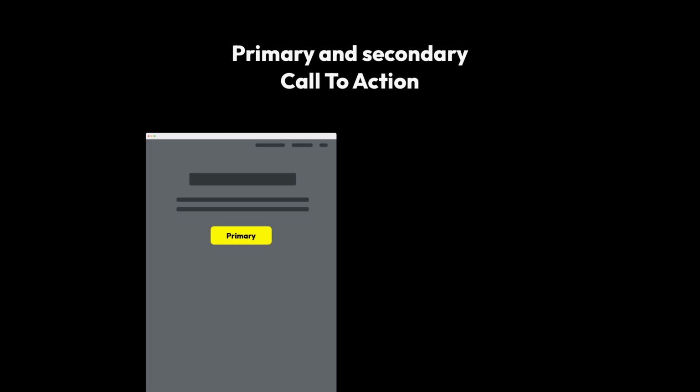The primary CTA is the star player, the button that stands out and encourages the most desired action, such as sign up or buy now. It should be aligned with the main goal of your website and is there to lead users to the primary goal. So it focuses on your main target audience.